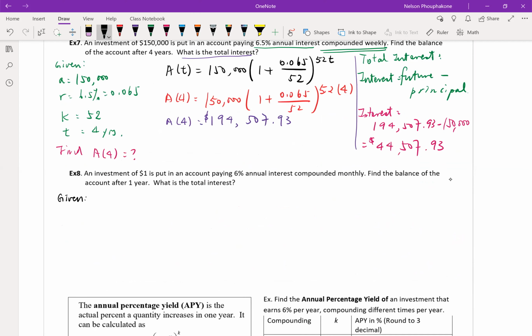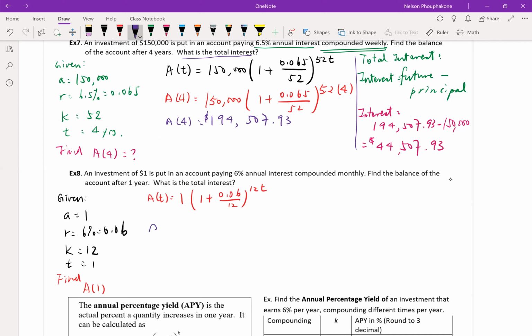So I have given the investment is $1, paying the account is 6%, and then it's compounded monthly. So K is equal to 12, right? And then I would like to find the balance of the account after 1 year. So I have T is equal to 1, and then we are looking for A of 1, and also the total interest. And now I have A of T is 1 times 1 plus 0.06 over 12 raised to the power of 12 times T, right?